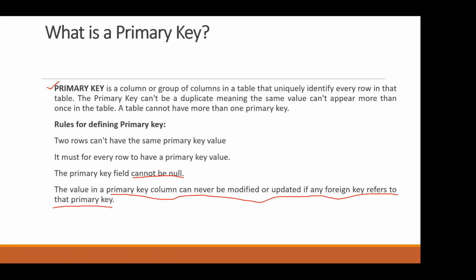A primary key is a column or group of columns in a table that uniquely identify every row in that table. Every day we are adding thousands of records to the database, so there is a duplication of data. To avoid that duplication of data, we use a keys mechanism. Among those, the primary key is very important.